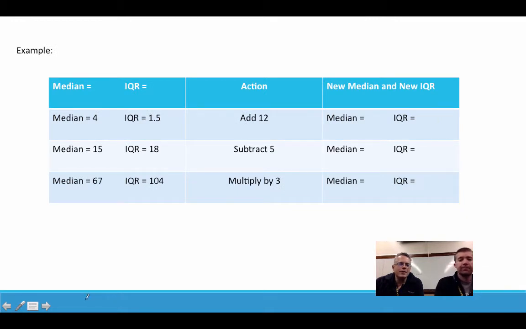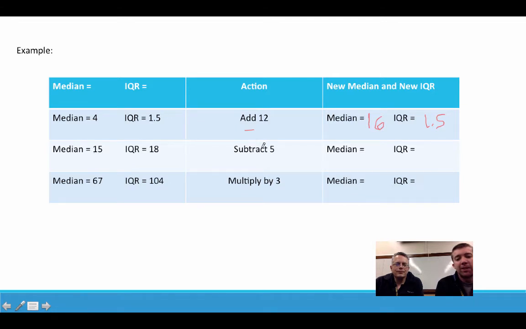Now this is median and IQR. Our median was 4. We're adding 12, so our new median would be 16. It's a measure of position, a measure of center, so measures of position are going to change. Then the IQR at 1.5, add 12. Well, we're adding, so we are still at 1.5, because IQR is a measure of spread.